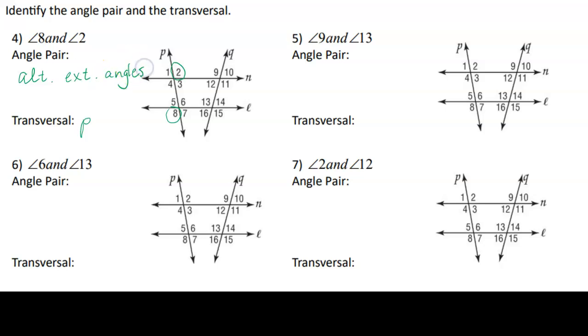Okay, I'm going to have you pause and try these ones, or you can go along with me if you want to. So number 5, I'm looking at 9 and 13. 9 and 13 are on the transversal Q, and they are corresponding because they're both in the upper left of their angle cluster. 6 and 13 are on the transversal L, and they are inside the two lines P and Q, so they are same side interior angles.